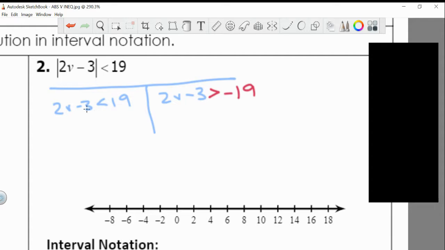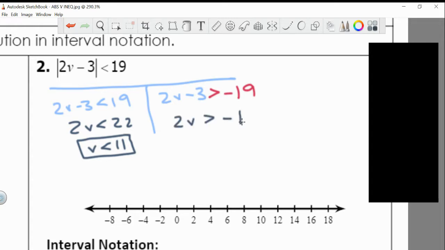So now I need to solve it. I'm going to add 3. 22. I'm going to divide by 2. V less than 11. Over here, I need to add 3. That's going to be negative 16. Then I need to divide by 2.